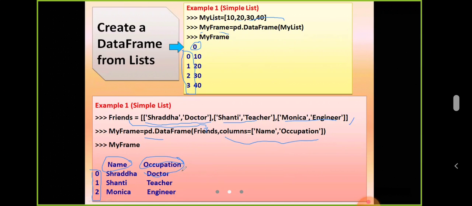It means 2 columns will be formed in my data frame, and how many records will be formed? That many lists in my outer list. Okay, because I am using the concept of nested list here.